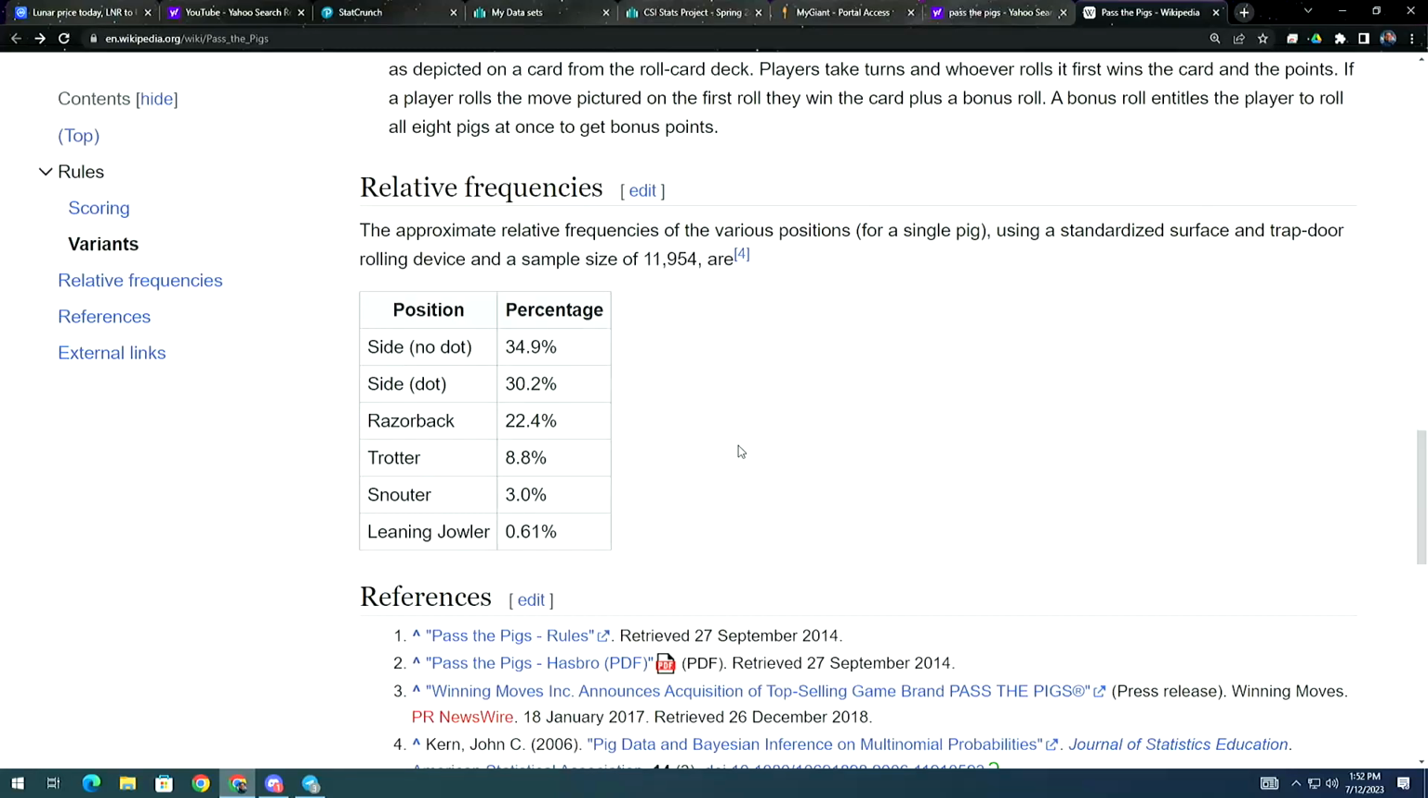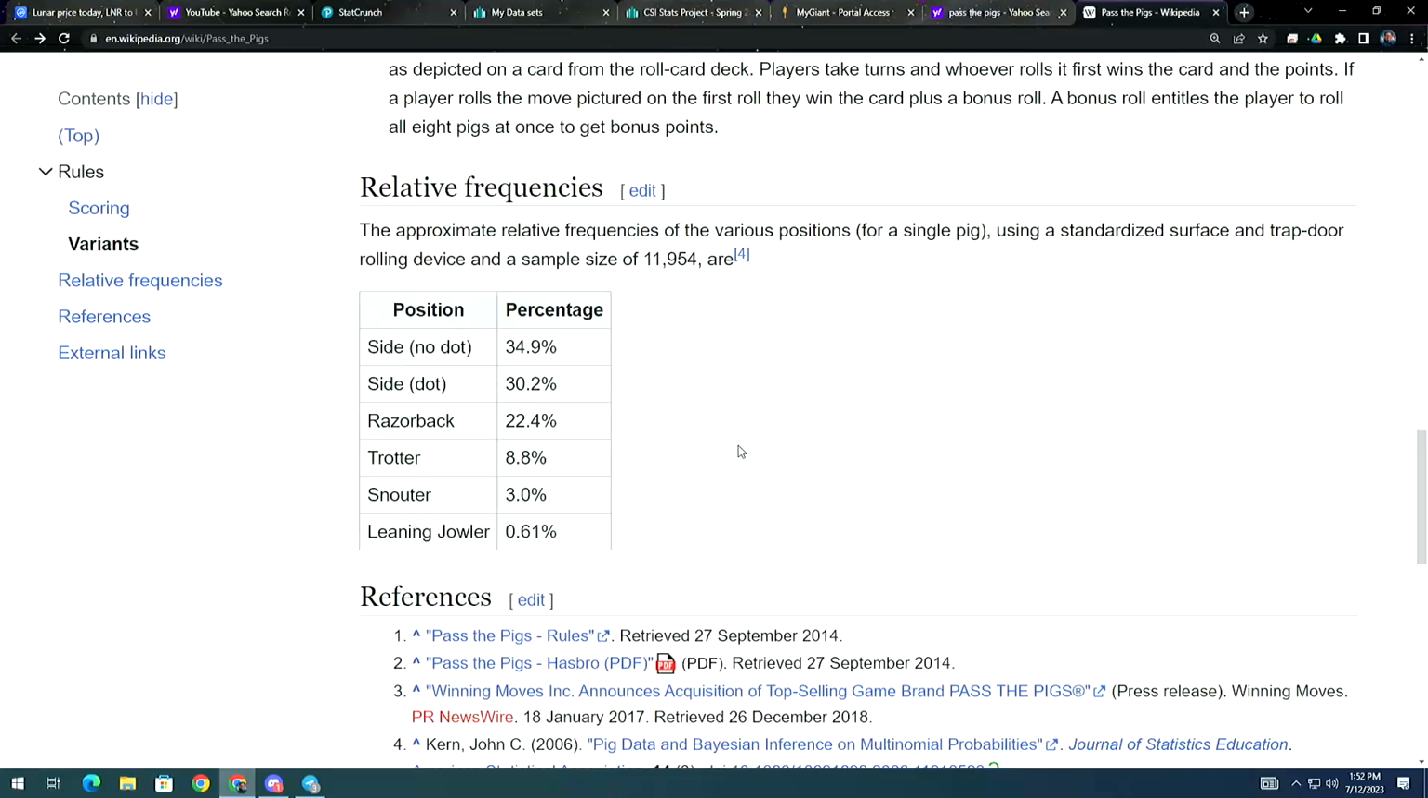A snouter is if it lands on its front feet and it's leaning forward and it's on its nose. It's like doing a head plant. A leaning jowler is if it's leaned to the side and it's now really just on one foot and an ear. It's crazy. It doesn't happen that often. Look at that probability, 0.61%.